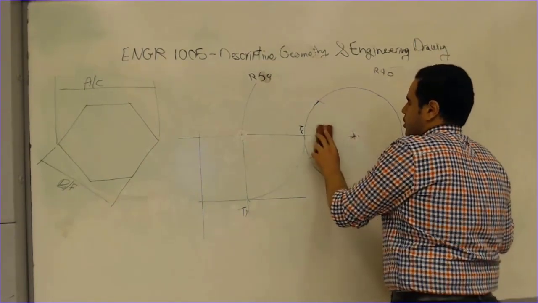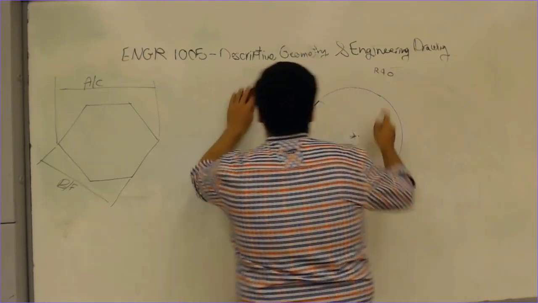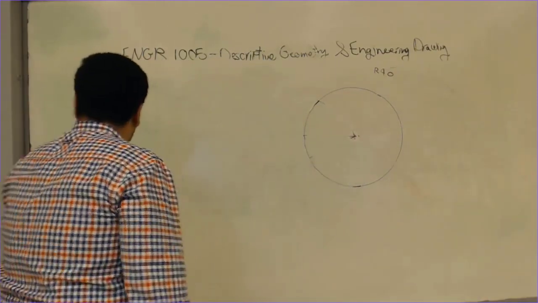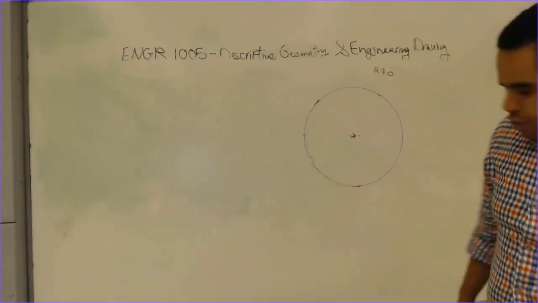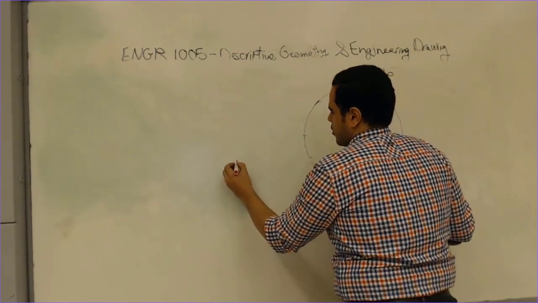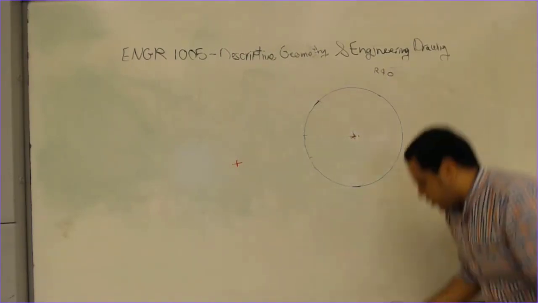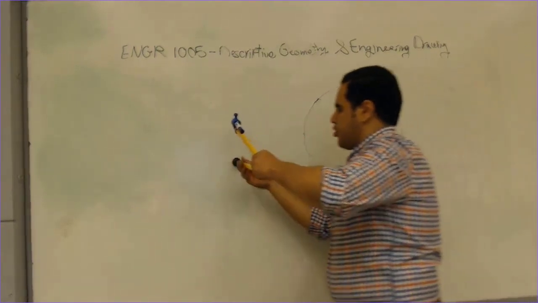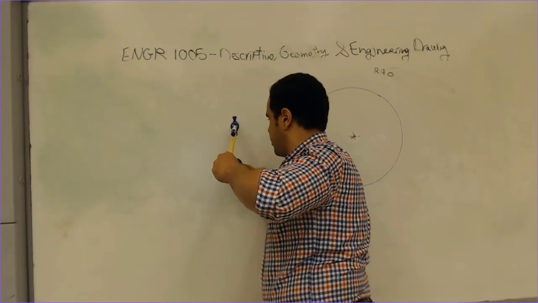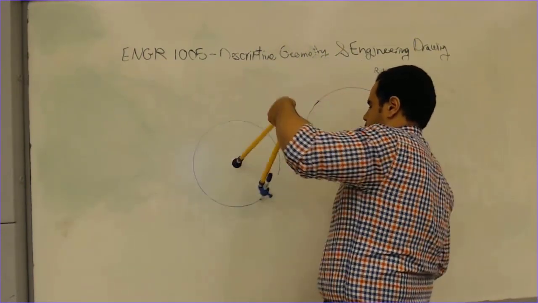I want to keep this circle again, because I know it is of radius 40. Okay? I am just going to draw a new circle of a radius of 30 on this center. I'm going to measure 30. This is 30. I'm going to place my compass here, okay, and I'm going to draw my circle here.